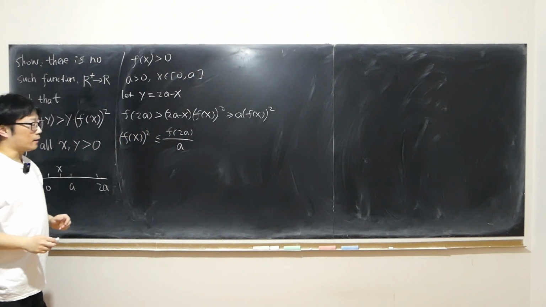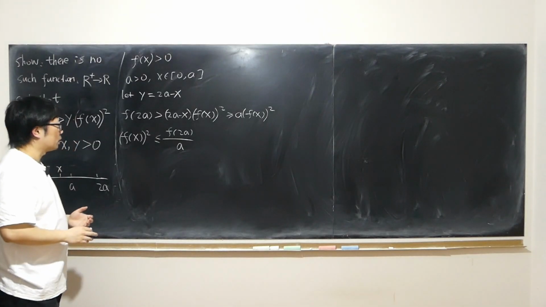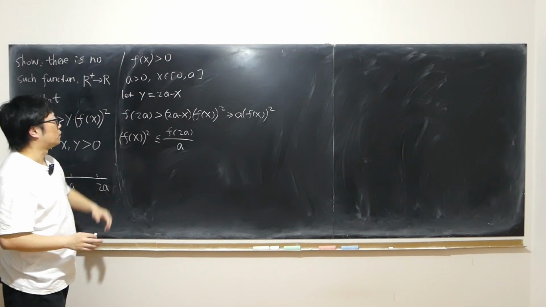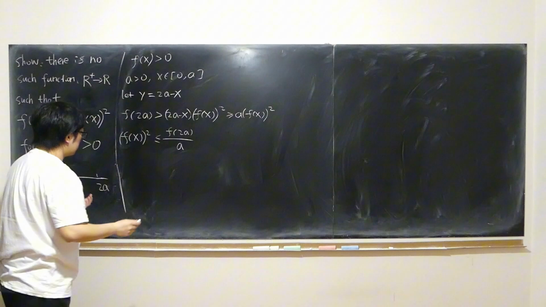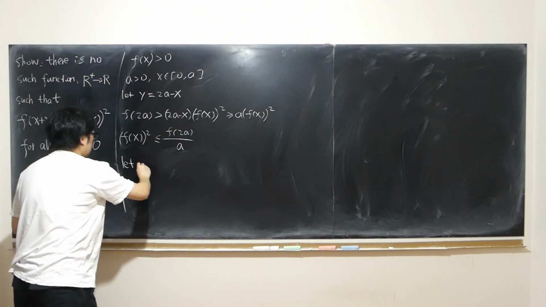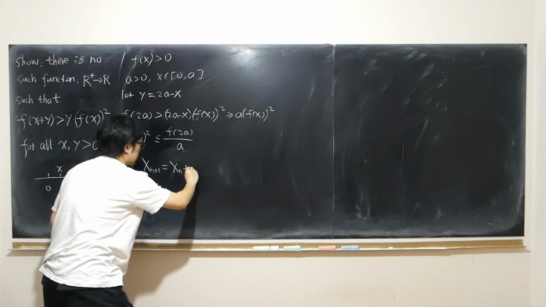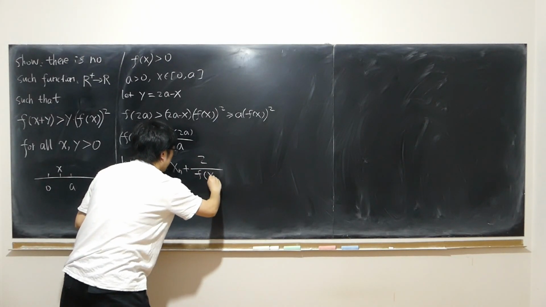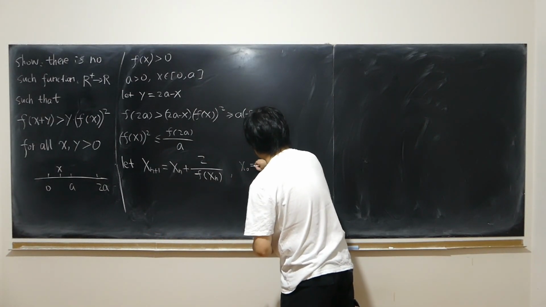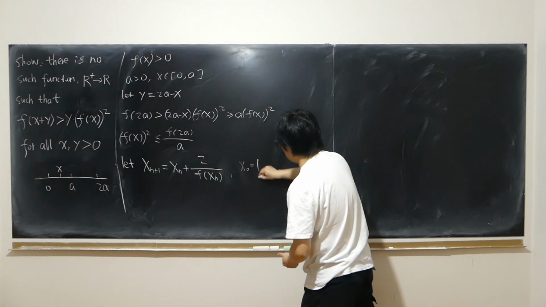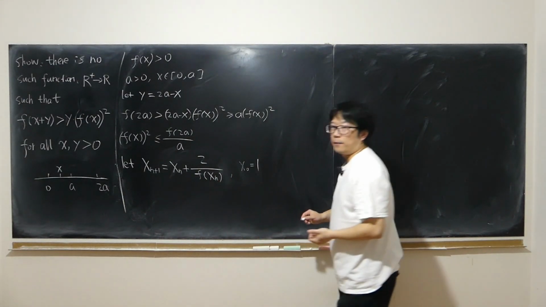Like I said, next I'm going to show that f(x) is actually unbounded over some fixed interval, 0 to c, whatever. So I can reach a contradiction. To construct an infinite sequence, I'll let x_(n-1) equal x_n plus 2 over f(x_n). And I'll let x_0 equal some positive number, maybe 1. Doesn't matter.